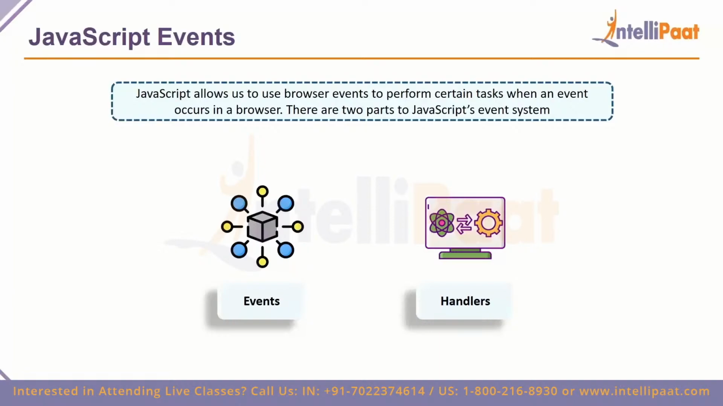So the two parts of a JavaScript event system are events and handlers. Let's discuss them one by one. An event is basically a description of what has happened. So an event could be a click event, which basically means some element was clicked on. It could also be a focus event, which means some form field was focused on. It could be a submit event, which means some form was submitted, and so on and so forth. So these are the kinds of events that JavaScript and HTML support, and JavaScript can hook into these events and perform certain bits of code when these kinds of events happen.